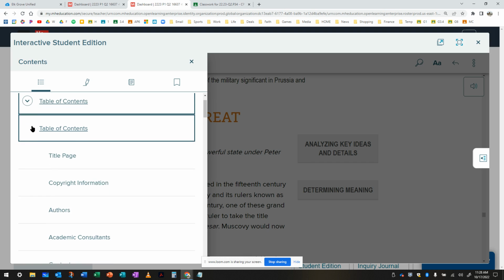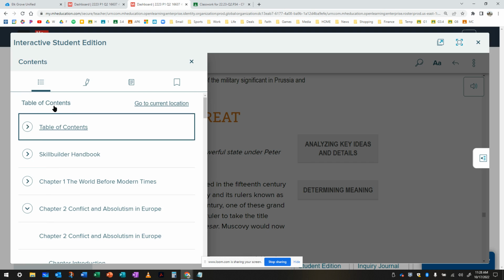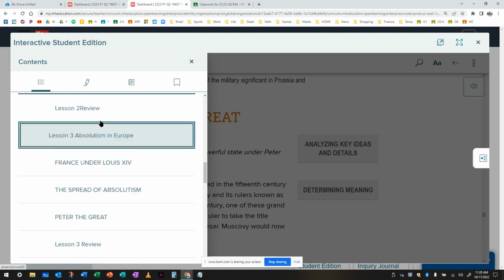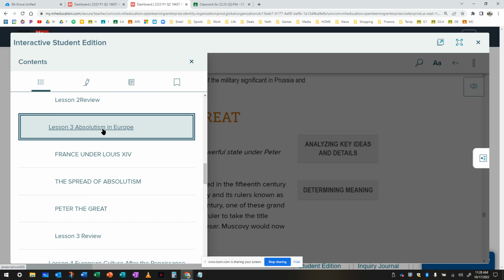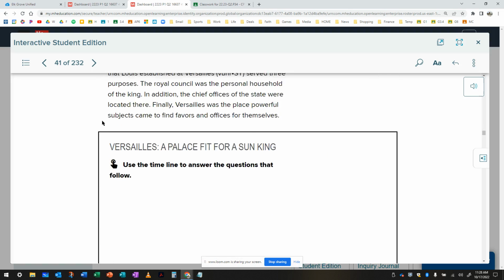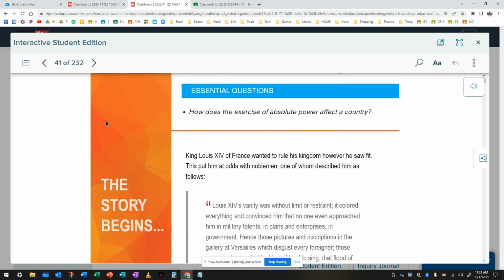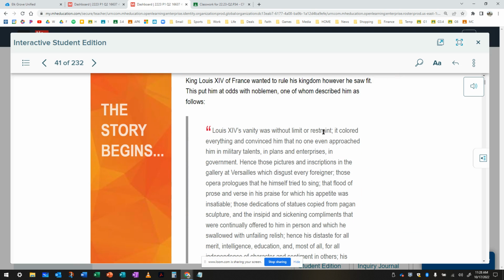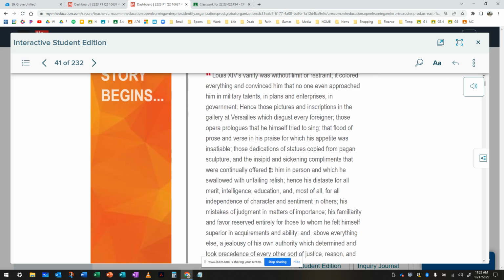Once you click on it, go and find the chapter and section that we have been assigned. So scroll down. Okay, we're going to look at chapter 2. So click on chapter 2 and scroll all the way down to lesson 3, titled Absolutism in Europe. So once you're there, you should be able to find the introduction. Here it is, Absolutism in Europe. This is lesson 3. And there's a little introduction piece that I would suggest that you read because it'll provide some sort of context. Okay.